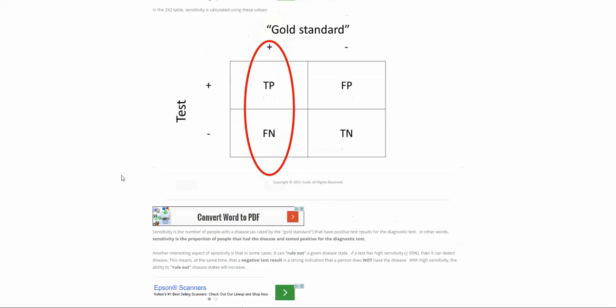Sensitivity is essentially the proportion of people that have the disease as rated per the gold standard, but also tested positive for the disease state using our diagnostic test.